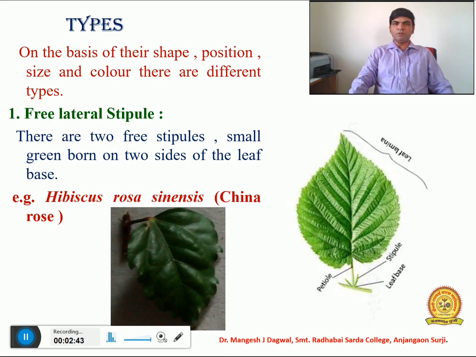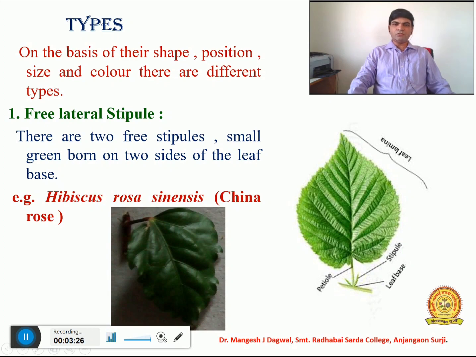One type of stipule is the free lateral stipule. What is this free lateral stipule? There are two free stipules which are small, green, borne on the two sides of the leaf base. These two lateral stipules are free from each other. They are not joined to each other, so this type is called free lateral stipule. The best example is Hibiscus rosa-sinensis, the China rose.